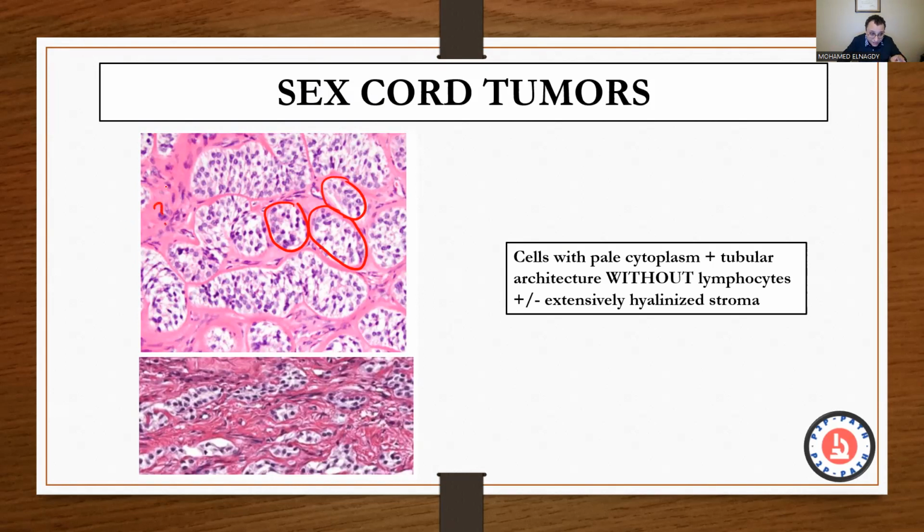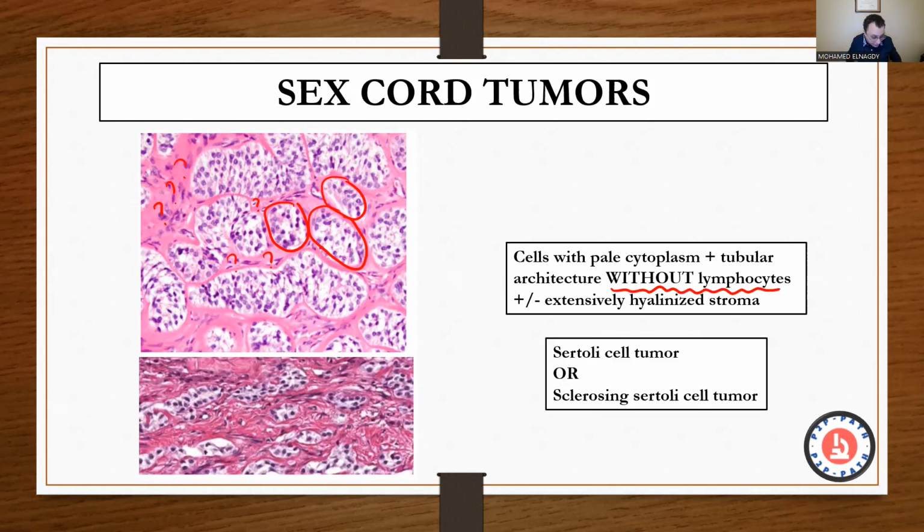There are no lymphocytes in the septi. This is a very, very important feature here. So when you look at seminoma, please look whether you have lymphocytes in the fibrous septi or not. Because in case of absence of lymphocytes in the fibrous septi, you're dealing with Sertoli cell tumor. The cells also have pale cytoplasm and a tubular architecture with these fibrous septi, and they have stroma which is extensively hyalinized.